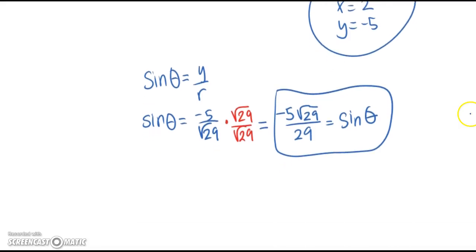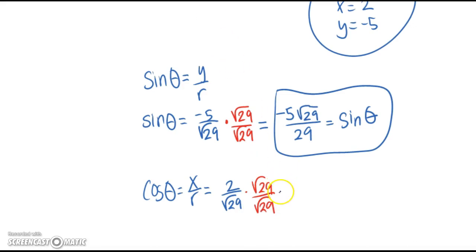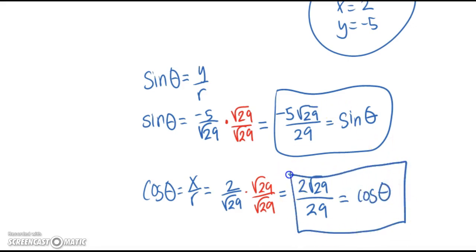Similarly, we can find the cosine of theta. Cosine of theta is defined as x over r. X is 2 and r is the square root of 29. Again, we can rationalize. It will be accepted in unsimplified form, but we want to be as sophisticated as possible as mathematicians here. And so we get 2 square root of 29 over 29 for the cosine of theta.